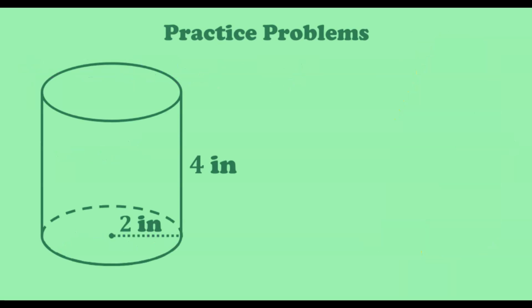Now, let us have a look at a few practice problems. Let us determine the volumes of the given cylinders. Now, consider this first cylinder over here. We can see that the radius of the cylinder is 2 inches, and the height of the cylinder is 4 inches. So let's use these values to determine the volume of the cylinder. The volume is given by pi r squared h.